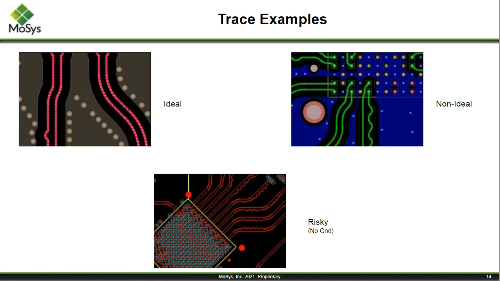And then there's the bottom one, which is risky because you can see there are no grounds around these traces. They're all similar to the non-ideal, but there's no grounding separating, like the blue grounding in the non-ideal and the brown in the ideal. So again, with grounding, you want to make every effort to make everything as uniform and consistent as possible.